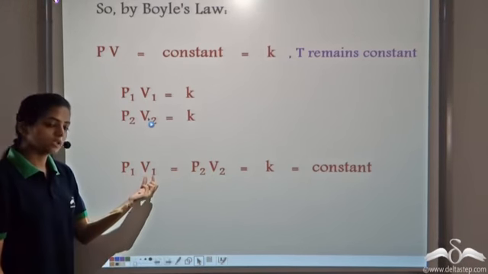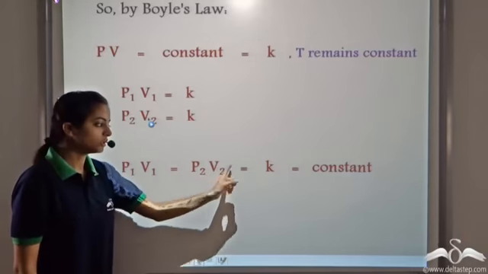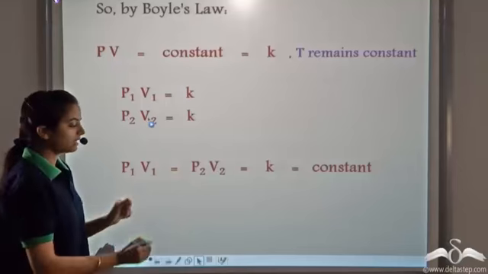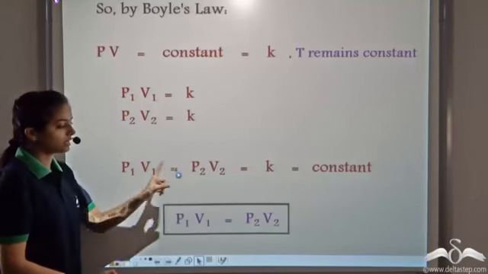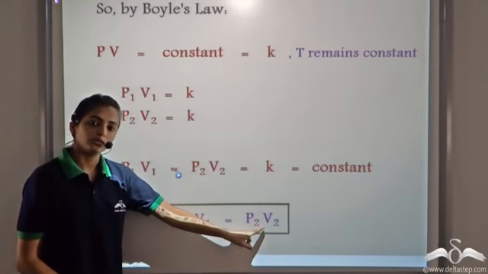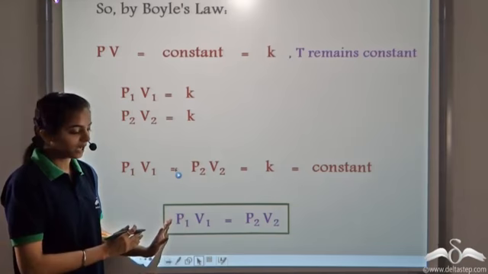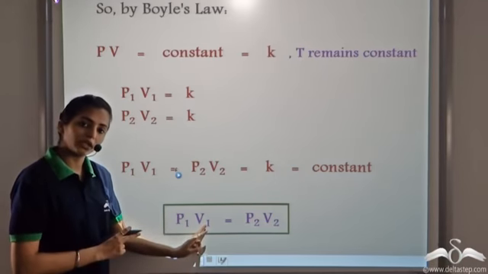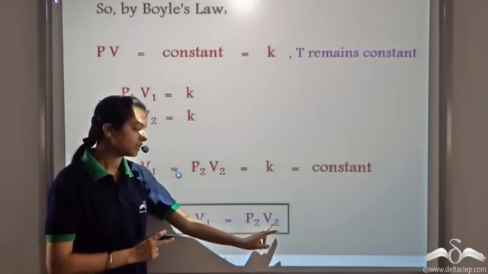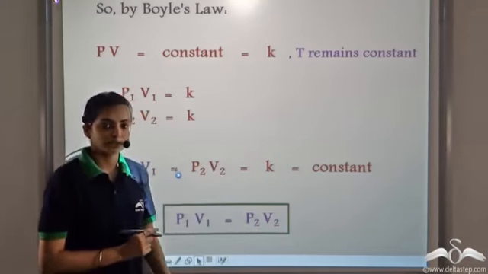So initial pressure into initial volume is equal to final pressure into final volume, which is K and which is a constant. So we get that these two quantities are the same. So P1 V1 is equal to P2 V2. That is, the initial pressure and initial volume of a particular gas is equal to the final pressure into the final volume of that gas, and temperature remains constant.